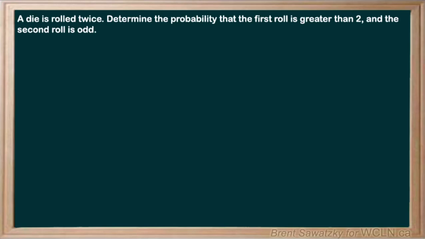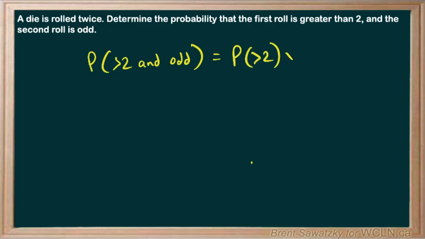Okay, so we're rolling a die twice and determining what the probability is that the first roll is greater than 2 and the second roll is odd. Now, first of all, the AND just tells us that we want the probability of this whole thing happening. So we could say the probability that the first roll is greater than 2 and the second roll is odd. So basically we're saying AND in there, so it will be the probability that it's greater than 2 times the probability that it's odd.